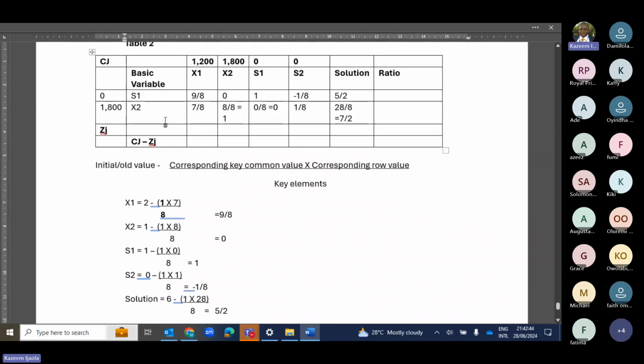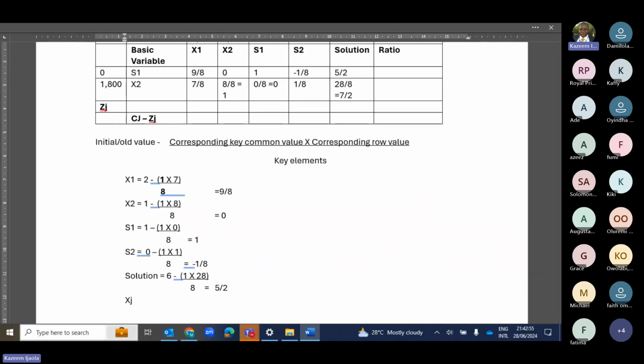So the next thing is we need to look for ZJ. What is ZJ? 0 times this plus 1/8 times this. So ZJ for X1 now. Let's show the workings. It will be 0 times 9 over 8, which obviously is 0, plus 1/8 times 7 over 8. So what is the answer here?